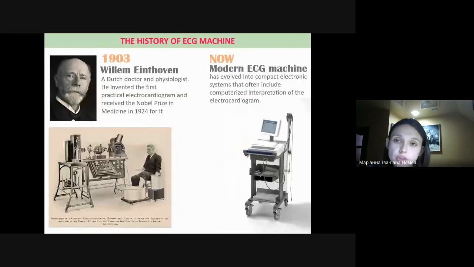So, the history of the ECG machine. In 1903, Willem Einthoven, a doctor and physiologist, invented the first practical electrocardiogram and received the Nobel Prize in medicine in 1920 for it. Nowadays, we have another variant of the electrocardiography machine, which is computerized, and we can receive not only the electrical record, but also the interpretation of that ECG.